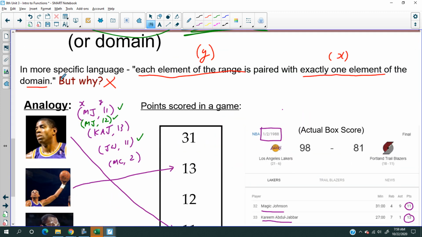Right here. That's your explanation: each element of the range has to be paired with exactly one element of the domain. If you don't want to say range and domain, substitute it with y and x. All right, that's how you do that.